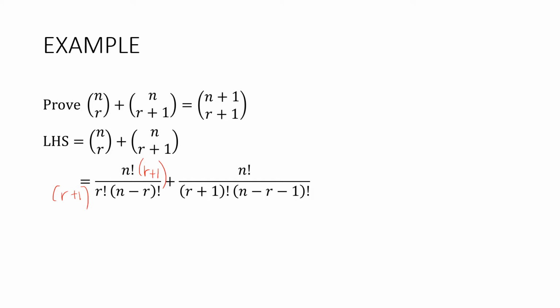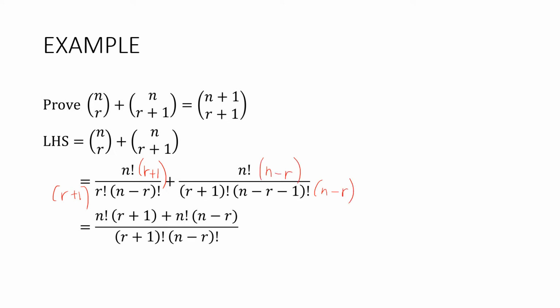Now I'm going to look at the other term. And we've got (n minus r) factorial and (n minus r minus 1) factorial. This one's bigger. We want to turn this into an (n minus r) factorial. Again, just going to multiply top and bottom, and in this case by (n minus r). Like that. Okay, collecting it all together we get this, and the numerator you can see here from n factorial (r+1) plus n factorial (n minus r).